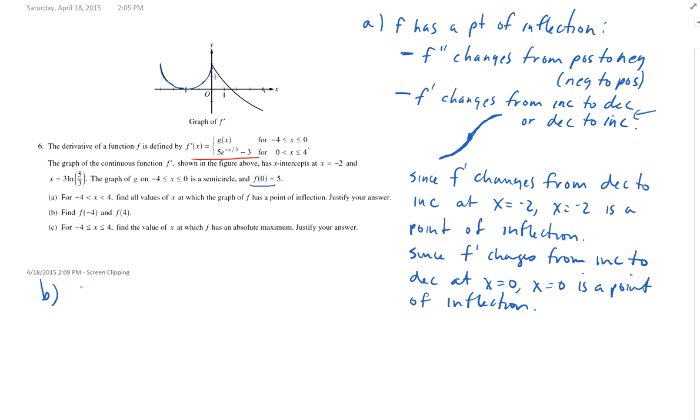B. Find f of -4 and f of 4. Okay, initially this looks like a very difficult question because we don't know anything about f. Since we know something about f prime.